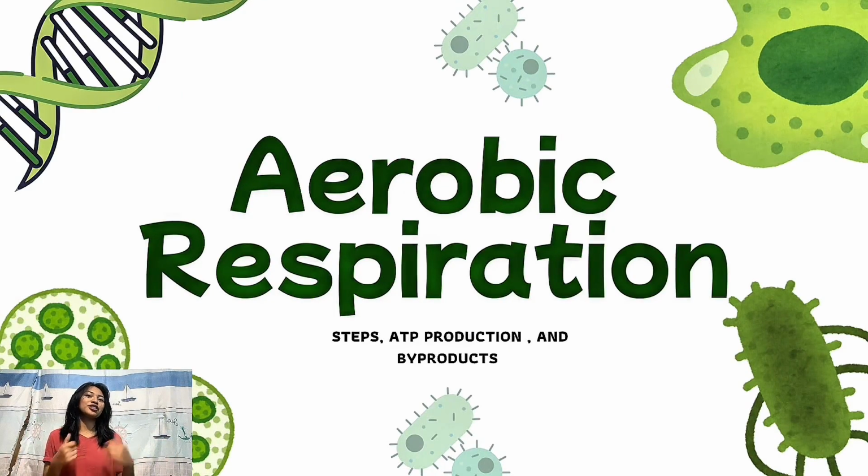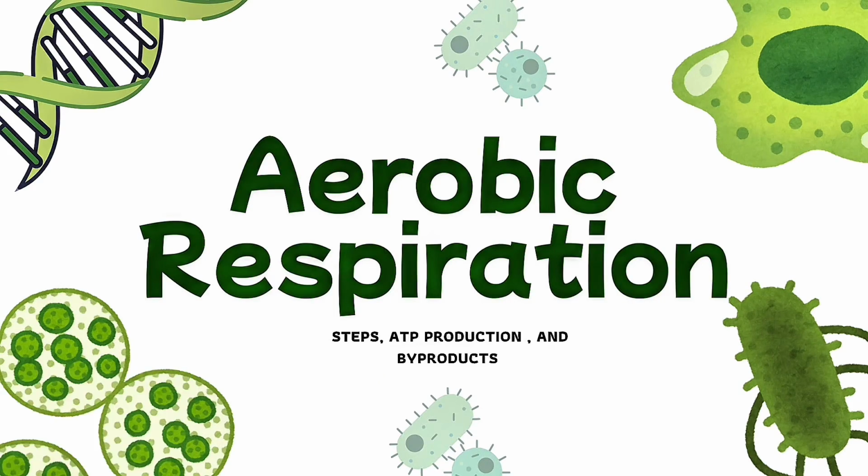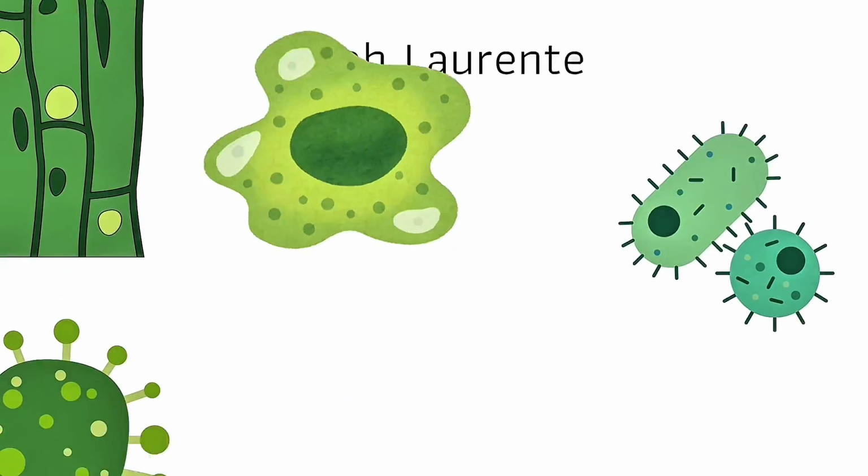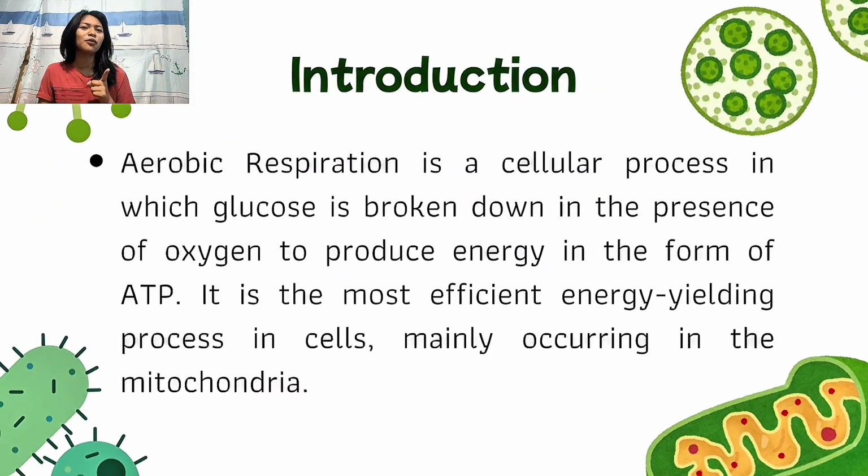Going to take you on a journey inside the cell to discover how our bodies make energy through a process called aerobic respiration. Well, let's have a quick introduction about aerobic respiration. Aerobic respiration is a cellular process in which glucose is broken down in the presence of oxygen to produce energy in the form of ATP.